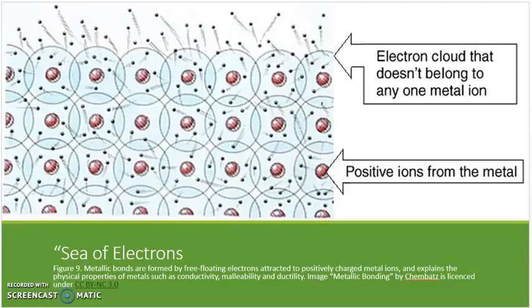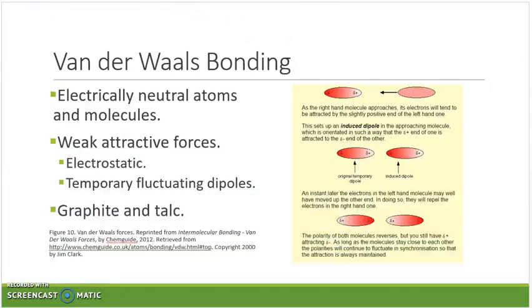This electron cloud gives metals their extremely good electrical conductivity and also explains other physical properties of metals such as malleability, the ability of a substance to form thin sheets, and ductility, the ability to draw metal into a wire.